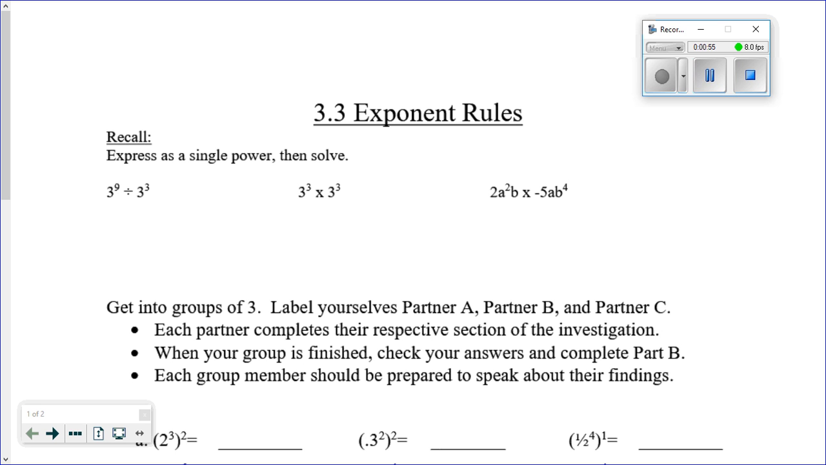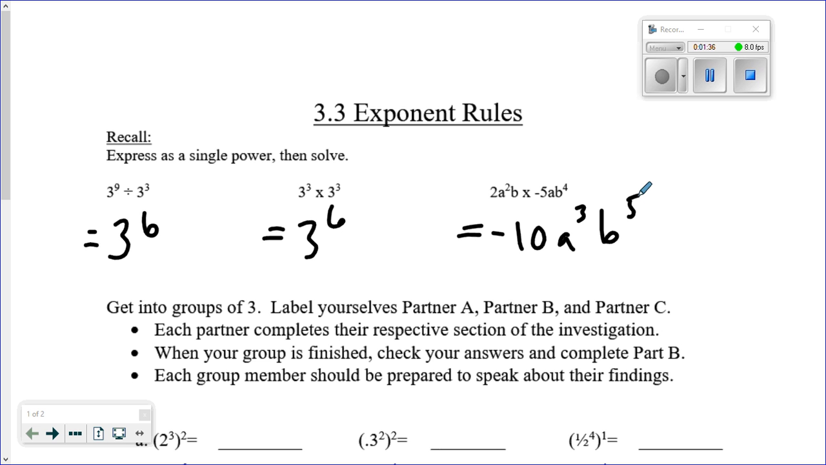So hopefully you remember the rules from yesterday. Give the first three questions a shot. So when we have a division, we subtract. When we have multiplication, we add. And when it's a bunch of different things like this, we work with each thing individually. So 2 times -5 is -10. A squared times A, remember, even though it's not written, it's to the exponent of 1. So 2 plus 1 is 3. And likewise with that B, it's to the exponent 1. So we're good.